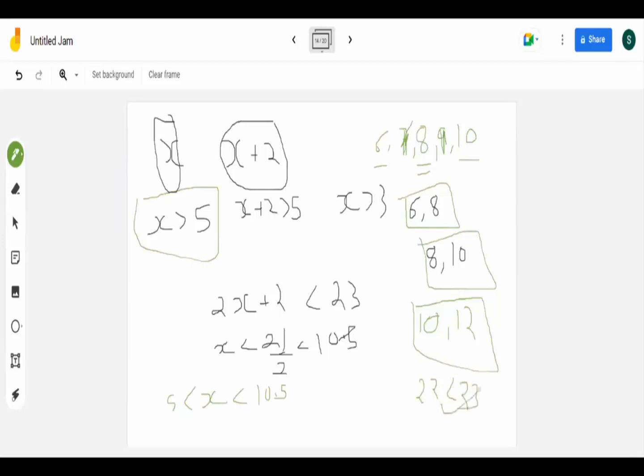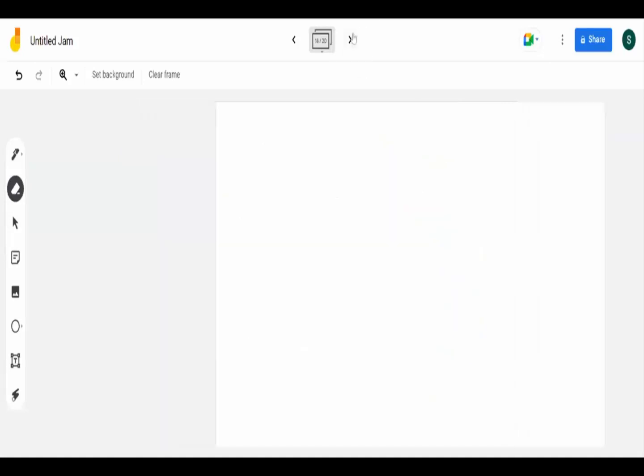By solving this inequality, we get the values of x. If we get the values of x, we can find the values of x plus 2 and form pairs. The first pair is 6 and 6 plus 2, which is 8. This is 8, so 8 and 10. This is 10, so 10 plus 2. So we get three pairs for the three corresponding x values, 6, 8, and 10. We have removed 7 and 9 because they are odd integers. Three integers, three pairs.